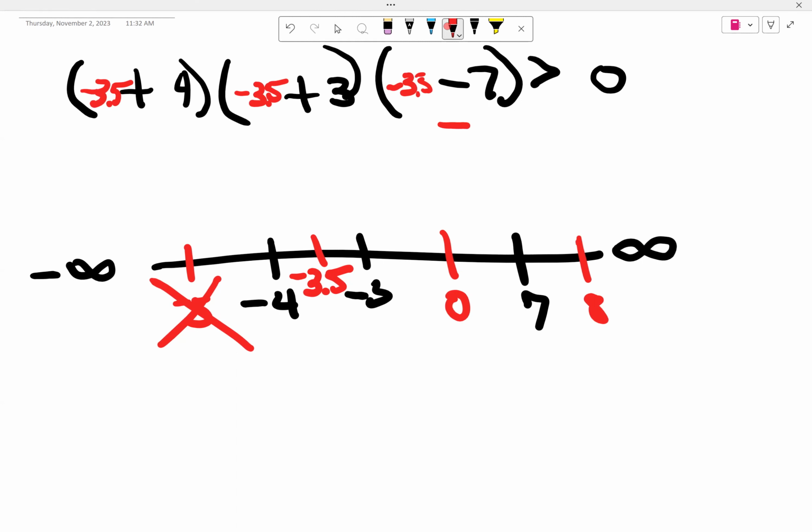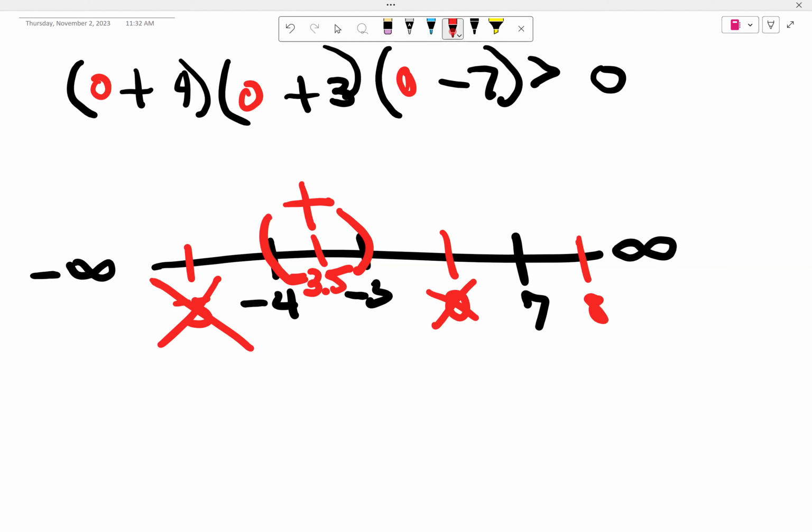So this is a negative interval. This is a negative interval. This is a positive interval. So this actually is a positive solution. That's a winner. So one of my answers will be the interval between -4 and -3. So that's a yes. Let's do 0. If I put a 0 here, a 0 here, a 0 here, 0 plus 4 is positive, that's positive, and this is negative, so I'm going to get a negative answer. So this is not a solution.